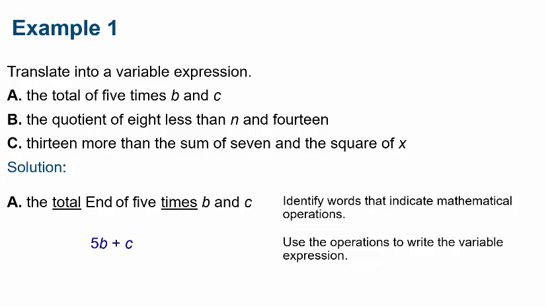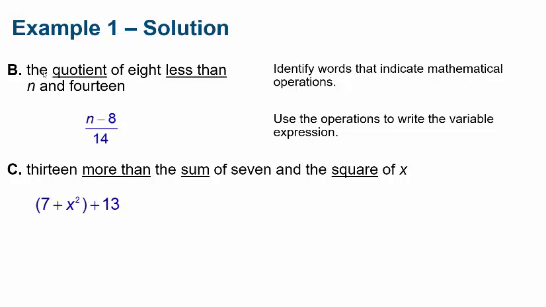Okay, let's try this one here. First one. The total of, little typo here that says n, but it should be 5. The total of 5 times b and c. The total tells me it's going to be a sum, so that's going to be an addition. The total of 5 times b, well that tells me multiplication, so that's 5 times b, and c goes in the second part. So I'm telling you to take the total of 5b and c. So just translating it that way.